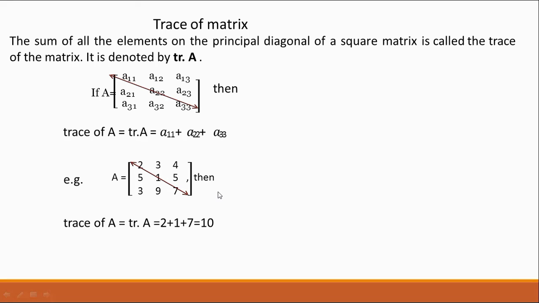Dear students, in this lecture we discussed the introduction of matrices and some special types of matrices. Inshallah, in the next lecture we will discuss the operations on matrices, that is how to add two matrices, how to subtract two matrices, how to multiply a scalar with a matrix, and how to multiply two matrices.